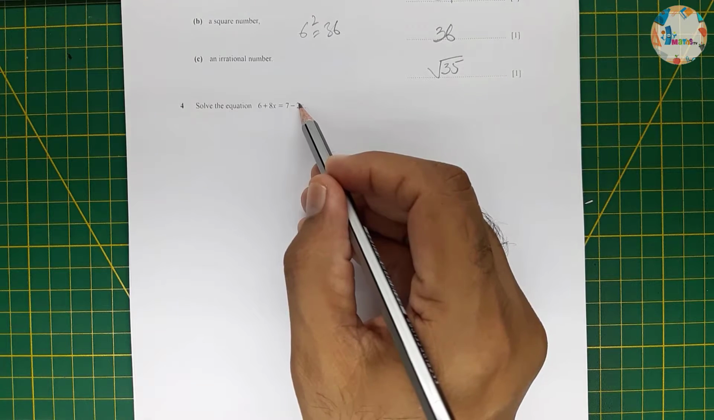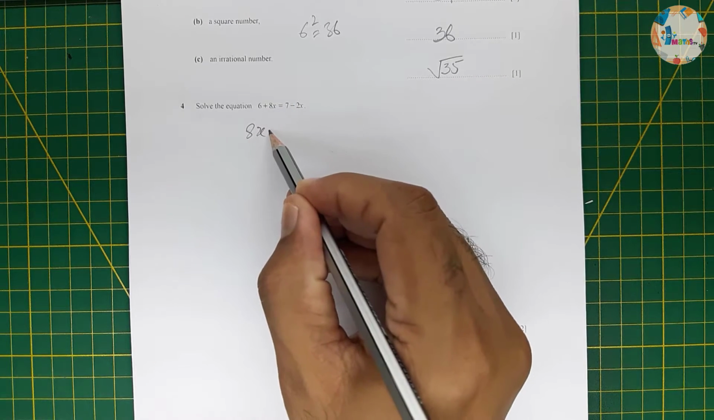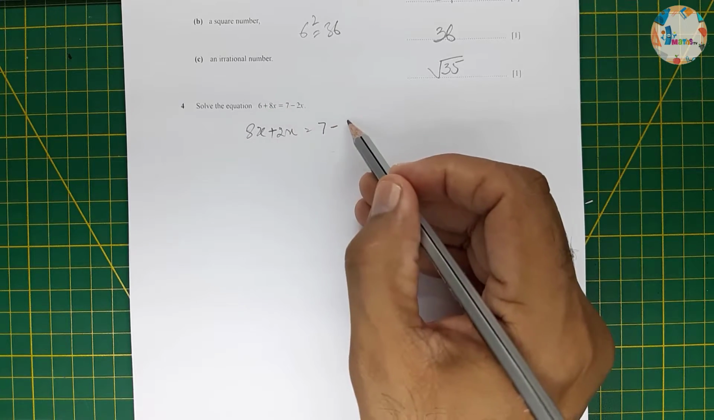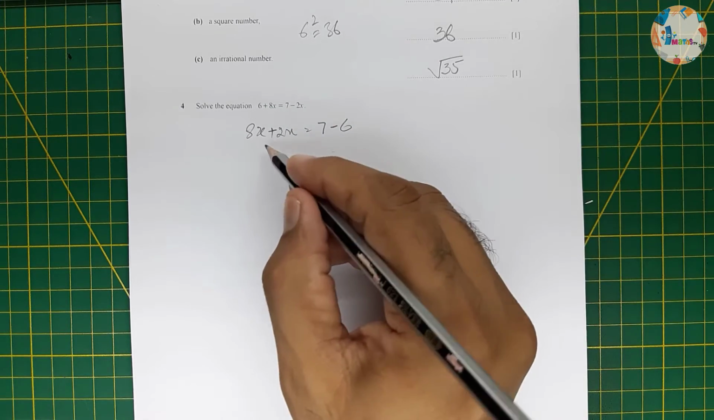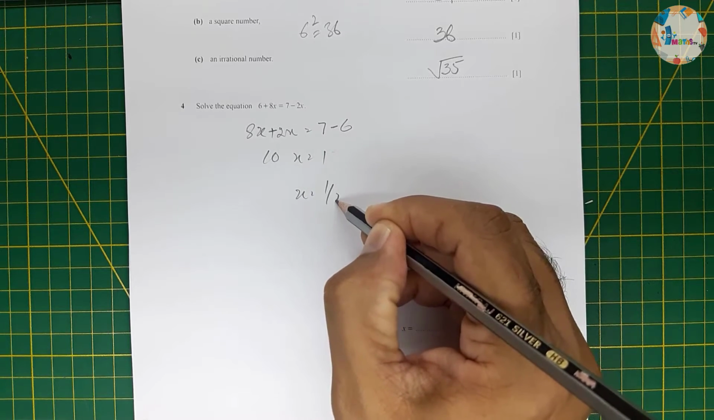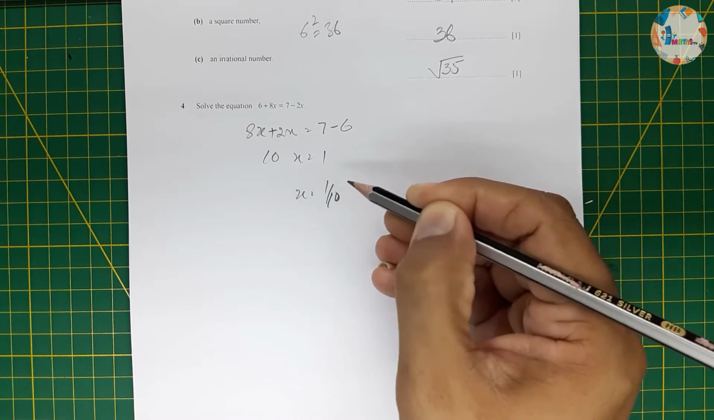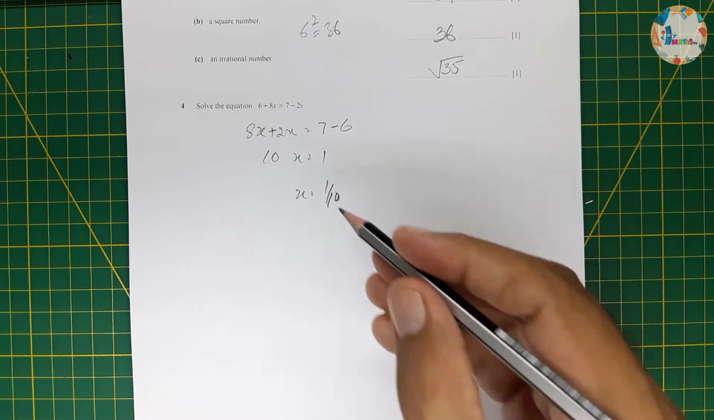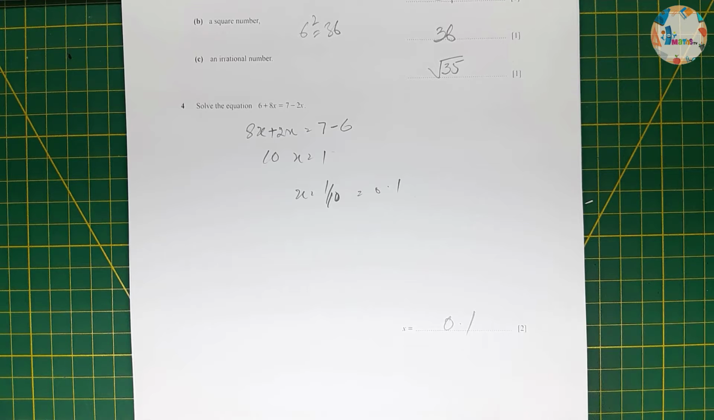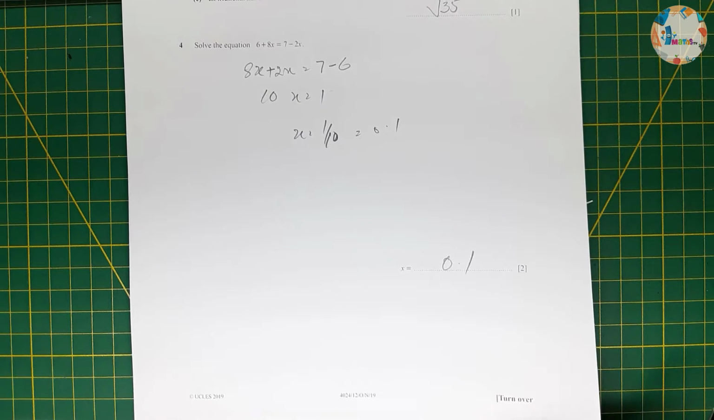Next we have to solve the given equation in question number 4. We will shift this x to this side, so it will be 8x plus 2x is equal to 7, and 6 we can shift to the other side, so it will be minus 6. So 10x is equal to 1, so x is equal to 1 over 10. So this will be 1 over 10, or we can write 0.1. So our x value is 0.1, written in the proper place.